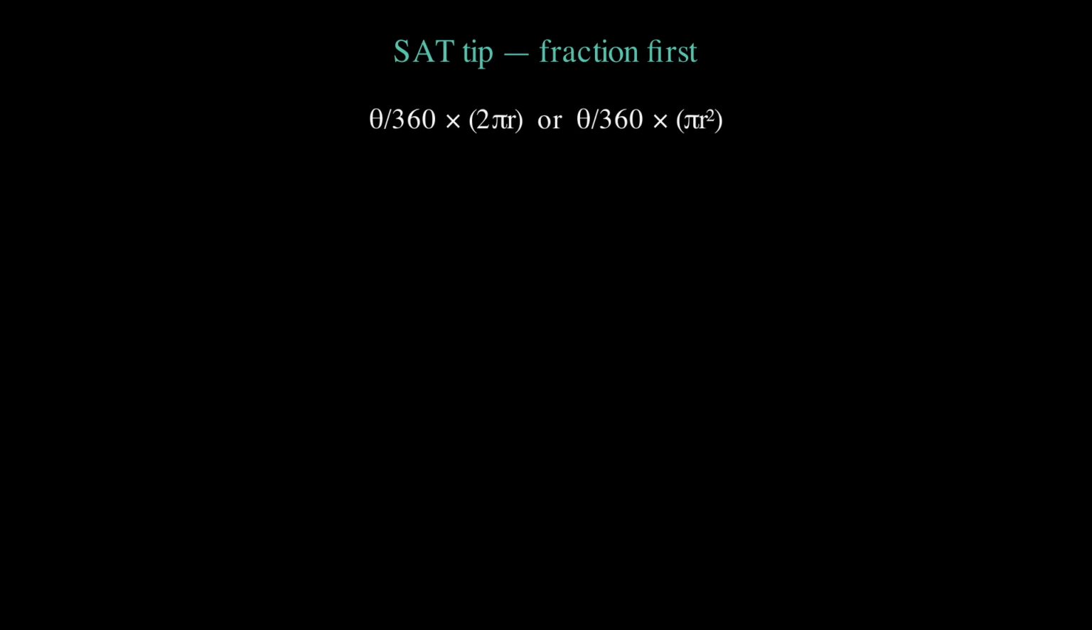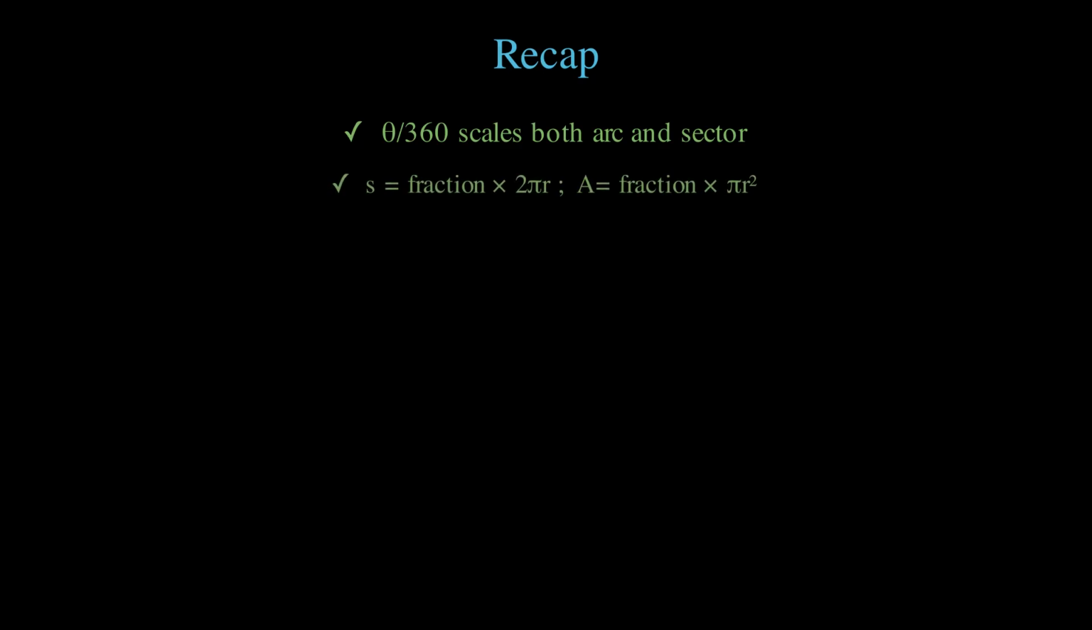SAT tip, always find the fraction theta over 360 first. Decide whether you are taking that fraction of the circumference or that fraction of the area. Recap, the sector area and arc length share the same fraction of the circle. Arc length uses circumference. Sector area uses the full disk area. For shaded regions, subtract the triangle when the problem asks for the curved segment only.